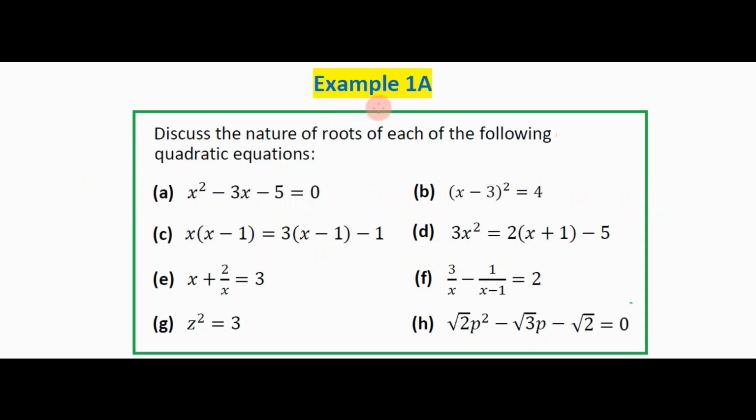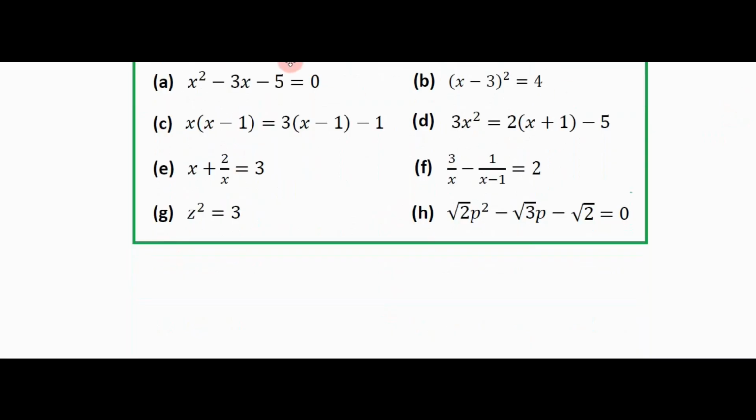So example 1a here deals with determining the nature of the roots when the coefficients in the quadratic equation are numerical. And it says discuss the nature of the roots of each of the following quadratic equations. And we are given these 8 equations. So let's have a look at the first one. We have x squared minus 3x minus 5 equals 0.